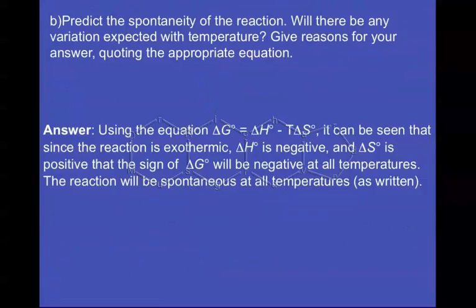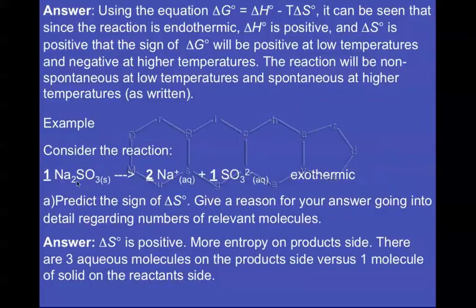Now for the second one, we can say the same thing using the equation delta G equals delta H minus T delta S. It can be seen the reaction is exothermic, delta H naught is negative, delta S naught is positive, and the sign of delta G will be negative at all temperatures, and reaction will be spontaneous at all temperatures. When I use the words as written here, I'm really just talking about this forward direction for the arrow, because you could also say the reverse about the reverse reaction, but we're always interested in just what's going on with the forward reaction.